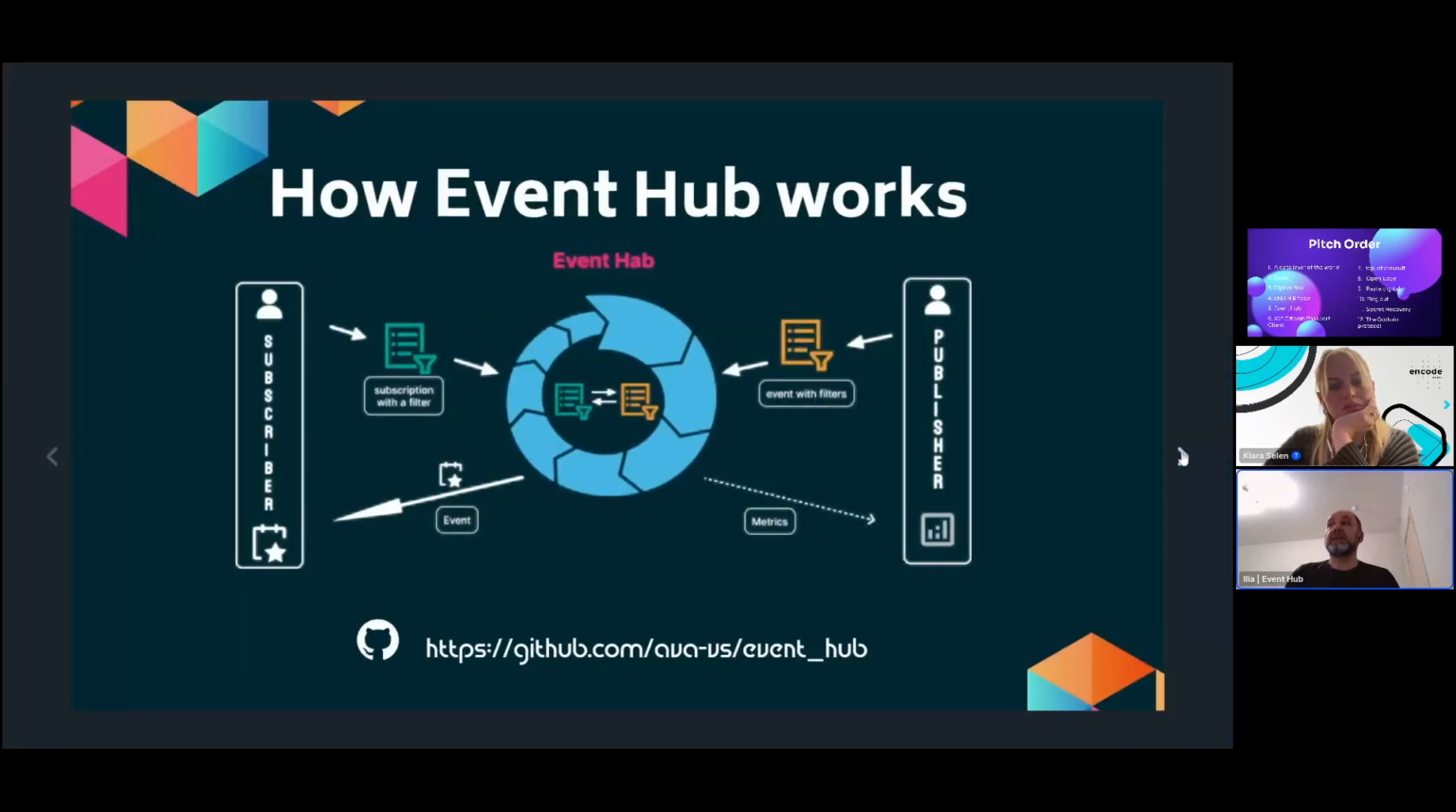How Event Hub works. Any canister can subscribe to a desired event with a filter, such as a news or graduation announcement. If another canister named publisher issues a matching event with the same filter, Event Hub distributes the corresponding event to subscribers.